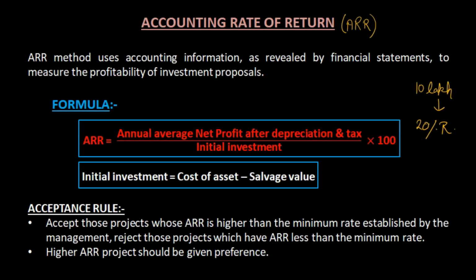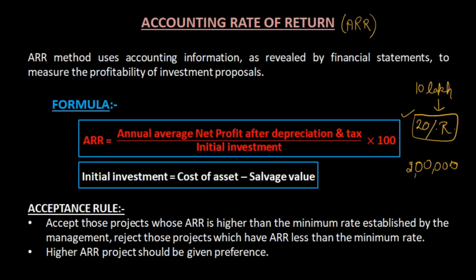20% return, that means 20% on 10 lakh. Sorry, 2 lakh he will get. That means 2 lakh will be the return. Means 10 lakh a person is investing, so 2 lakh he will be getting in return. So this 20% is just what he is assuming. It is assumption only. Okay, so there is some rate which is set by the management, by the businessman.